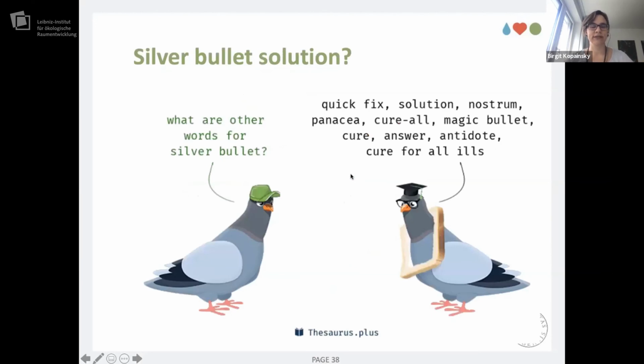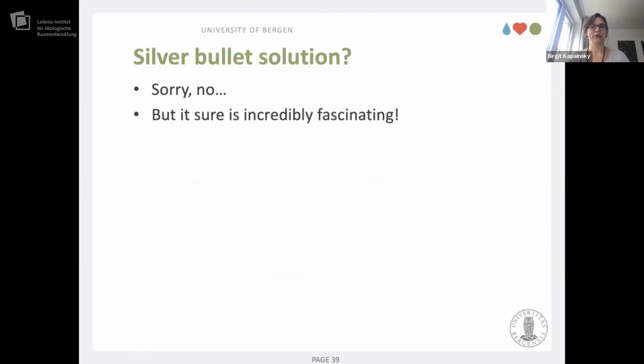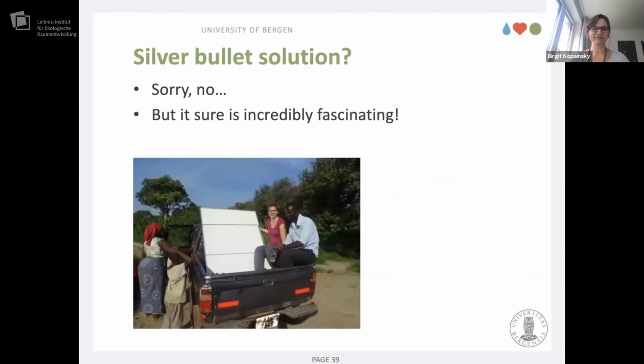Is system dynamics the silver bullet solution to overcoming challenges in social ecological systems? I'm afraid it's not. But it sure is, to us at least, incredibly fascinating. And I will continue taking these supercars out to stakeholders to get a better understanding of the entire complexity of challenges that we see in these kinds of systems.